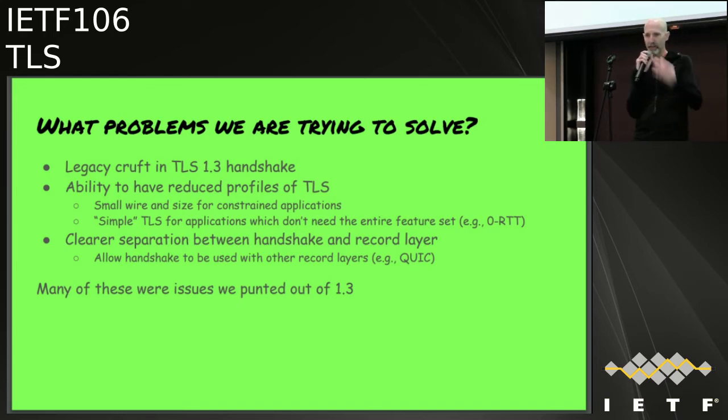So a number of these issues were known, but were kind of punted out of 1.3, either because they were being done as a feature and didn't really affect 1.3 itself, or because we couldn't change them, as in the case of the legacy cruft. We always knew we could do a reduced profile, but we were too lazy. I think Watson Ladd talked about doing a TLS 1.3 light at one point, but it never got done.